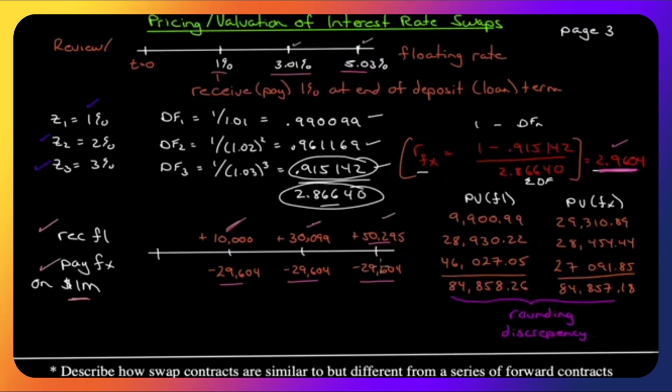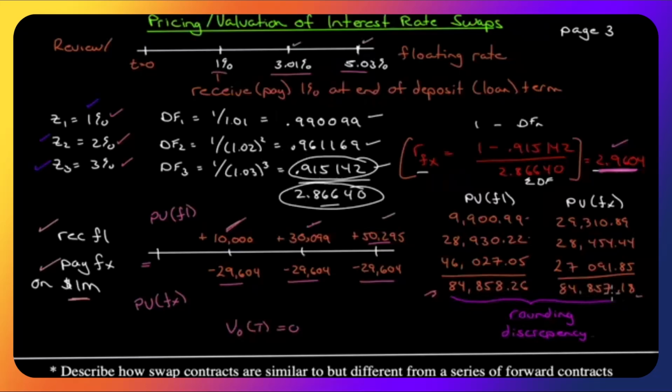Well, let's take the present value of all the floating rate payments, and let's take the present value of all the fixed rate payments, and they should be equal such that the value at time 0 of the swap equals 0. So 10,000 will discount at 1.01, 30,099 discount at 1.02 squared, and the last one discount at 1.03 cubed. Here's the present value of each of those cash flows. There's the total. Do the same thing down here. Discount each of these by their spot rates. Here's the total.